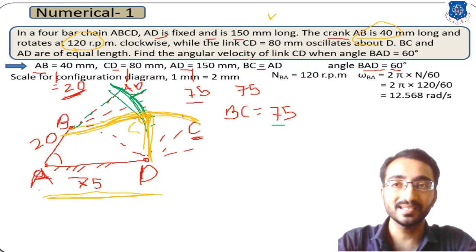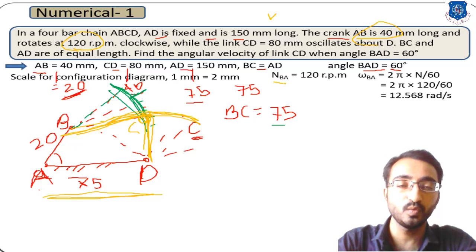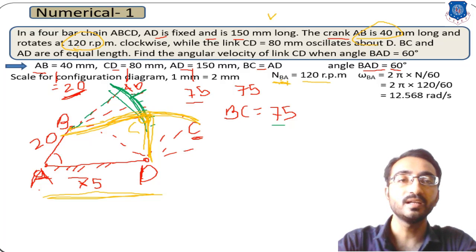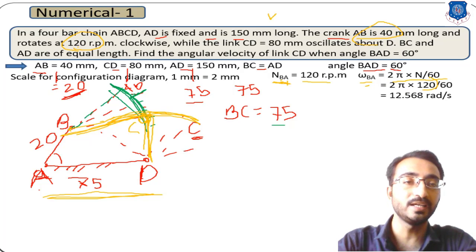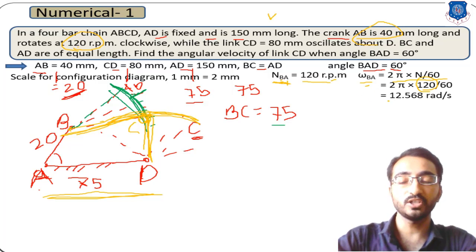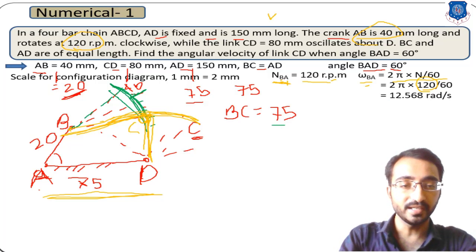So if you define rpm with notation N, then N of link AB, or crank AB. Here point B is moving and A is fixed, so you have to mention NBA, that is the rpm of B with reference to A, and that is given as 120 rpm. Now from N, if you want to calculate omega, that is angular velocity, omega is equal to 2 pi N by 60. Putting the value of N as 120 rpm, you will get an angular velocity of 12.568 radian per second.